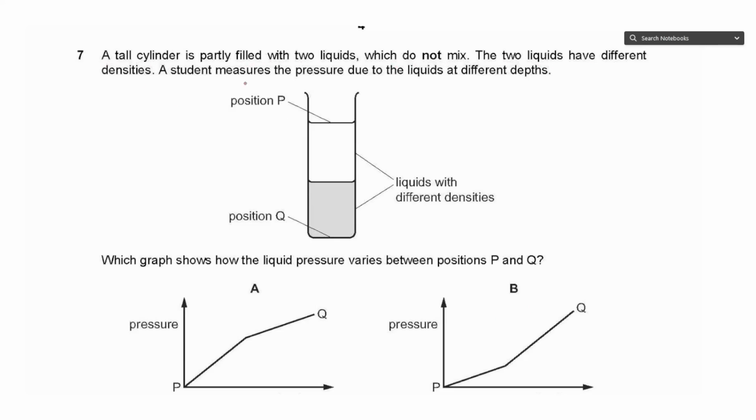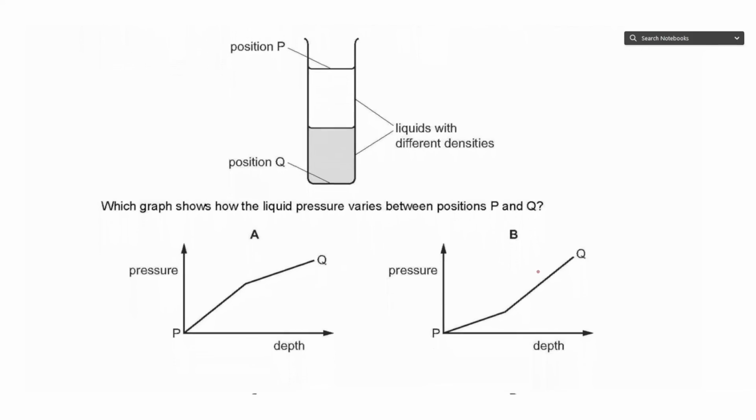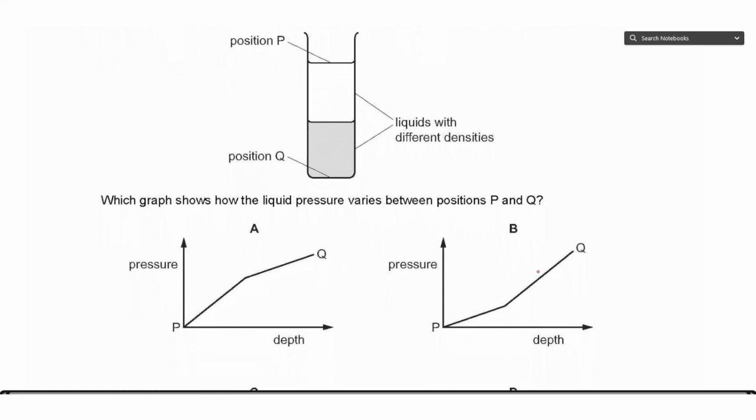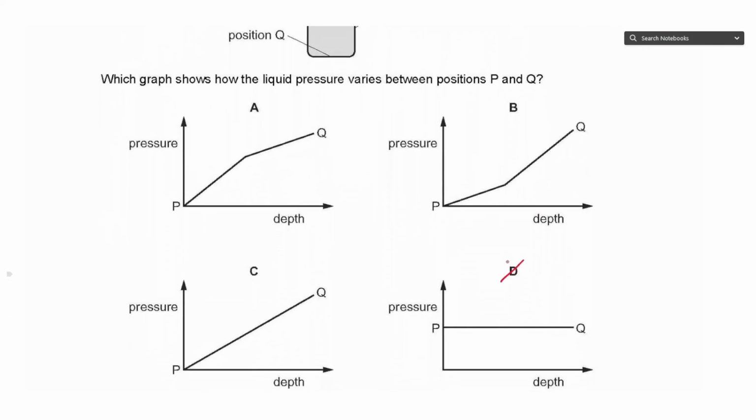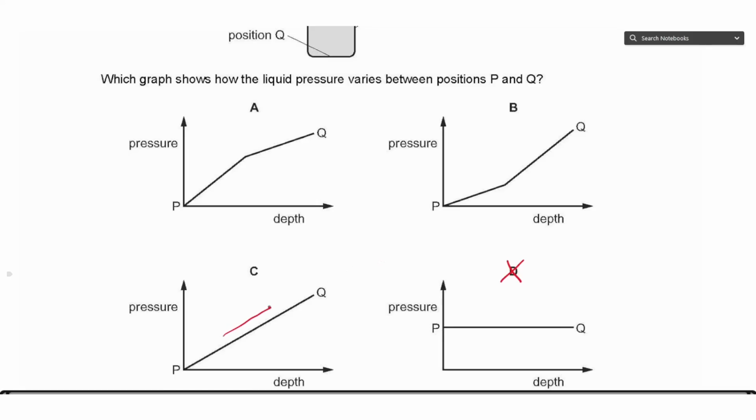Question 7 says a tall cylinder is partly filled with two liquids which do not mix. The two liquids have different densities. A student measures the pressure due to the liquids at different depth. Which graph shows how the liquid pressure varies between positions P and Q? So from P, the depth increases, so the pressure should be increasing, not constant, so it's not D. And since we have different densities, because one liquid is floating over the other, as density increases, the pressure increases, so it is not a uniform change in pressure, so it's not C.